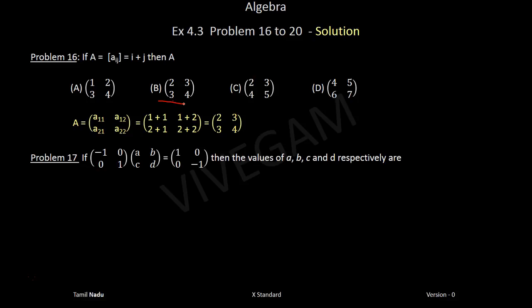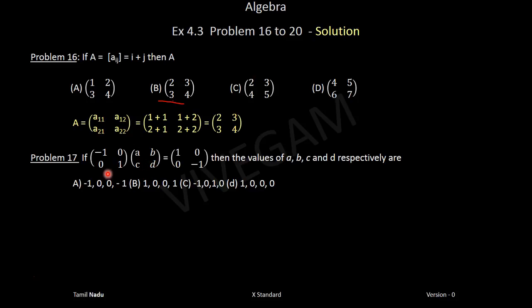Okay, so let's go to 17. In this case, what is happening is, if the matrix [-1, 0; 0, 1] times [A, B; C, D] equals this, then the values of A, B, C, D respectively are given as options. So what we need to do is multiply the matrices and get a 2 by 2 matrix, and then equate every element to its corresponding element in this matrix. So multiply these two matrices, then you will get a 2 by 2 matrix, equate that to this matrix. When you equate two matrices, the corresponding elements are all equal. So that is the way you will be able to calculate the values of A, B, C and D.